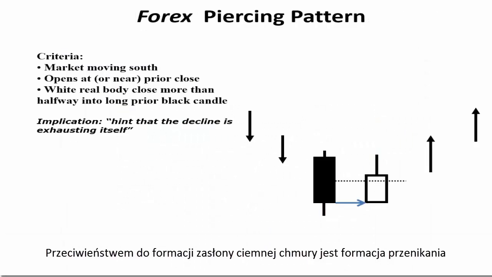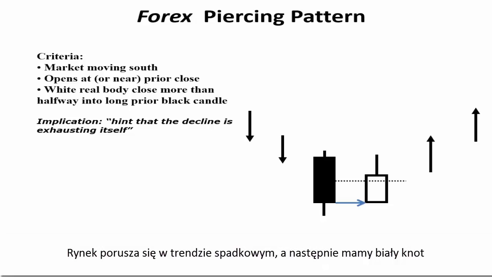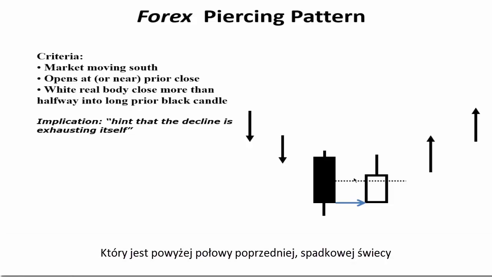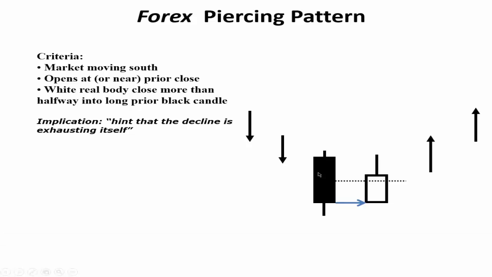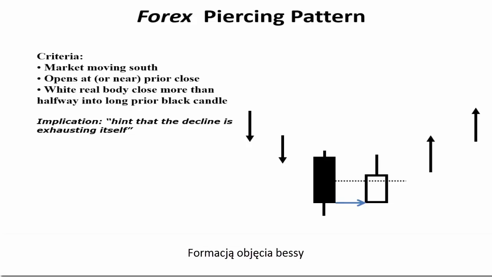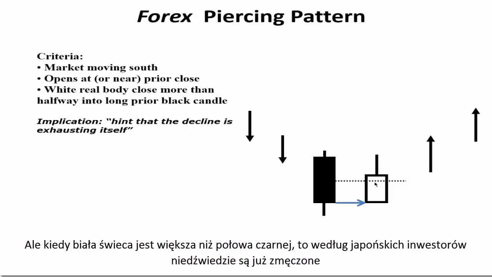Now, the opposite of the dark cloud cover is the piercing pattern. The market is moving down, or moving south, and then we have a white real body that gets more than halfway into the black real body. And again, if the white real body was bigger and wrapped around the black real body, what would it be? A bullish engulfing pattern, right? But if it gets more than halfway into the black real body, the bulls have intruded deeply into the bear's territory. And the Japanese will say that it's a hint that the decline is exhausting itself.